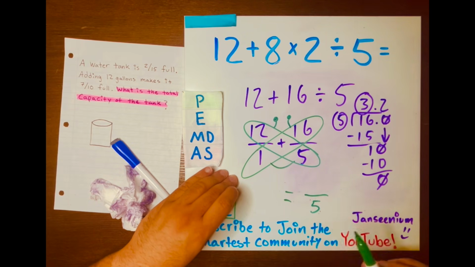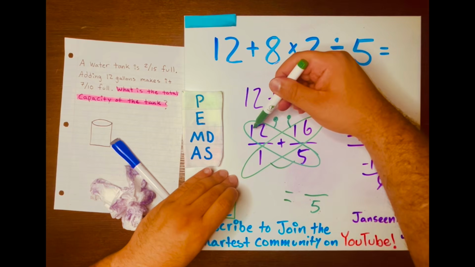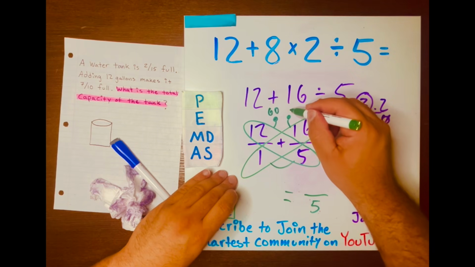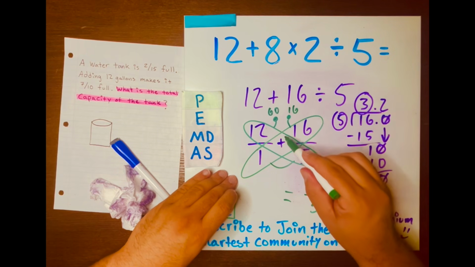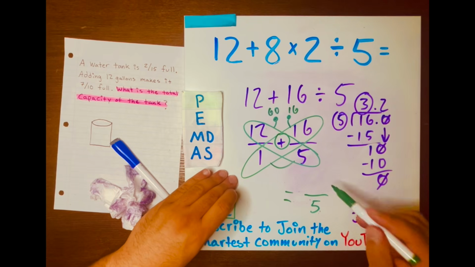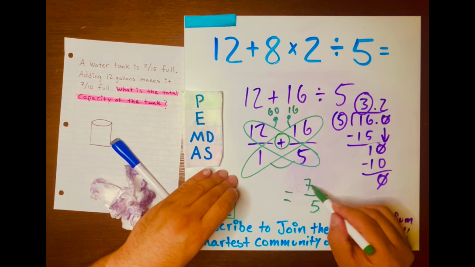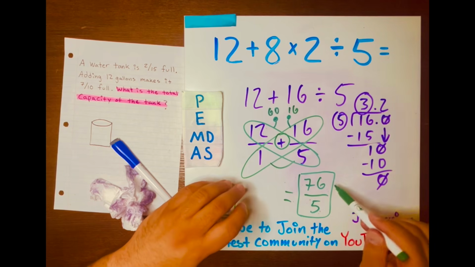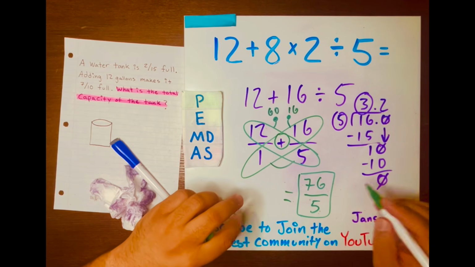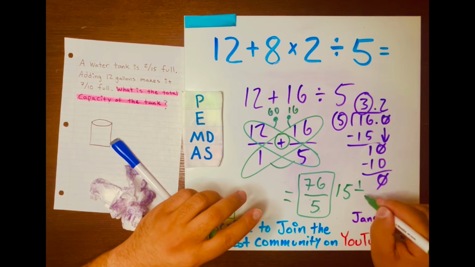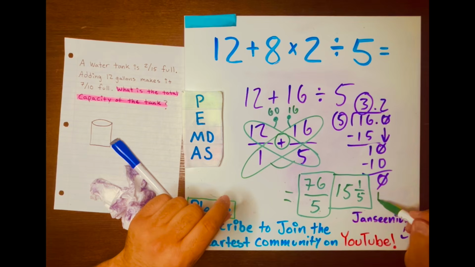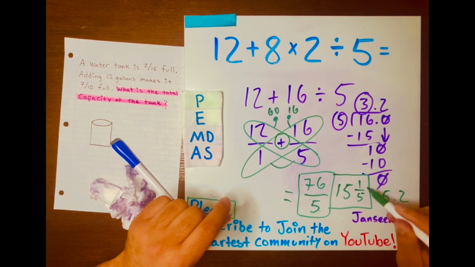1 times 5 is 5. Now, we multiply 12 times 5 is 60. 1 times 16 is 16. Next, you add those two, and that gives you 76. And that cannot be broken down further. So 76 over 5 is the first answer. 15 and 1 over 5 is the second answer. And the last one is 15.2 as the final answer.